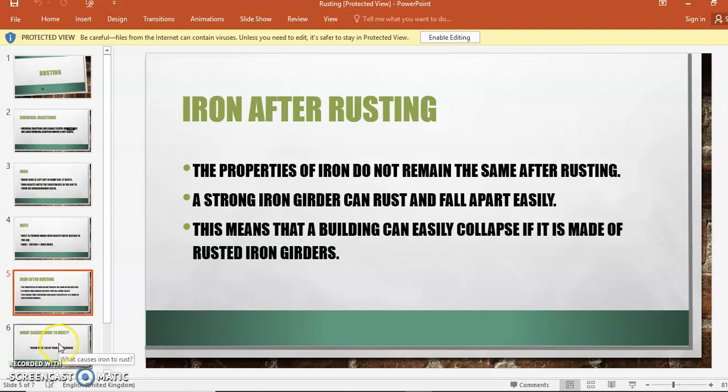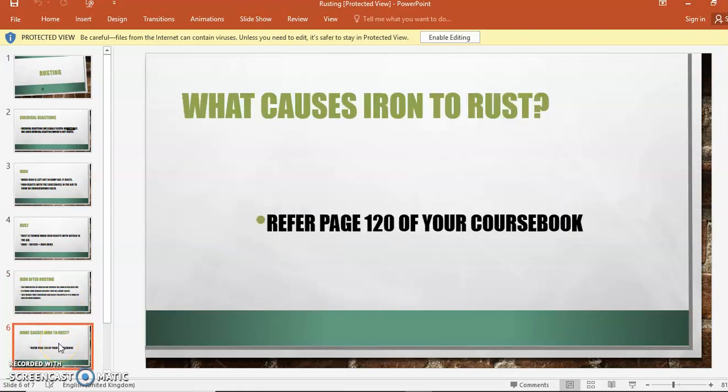Now after this, what causes iron to rust? There is one activity on page number 120 only, and you are going to see the picture as well as the description. What causes iron to rust? They have taken 4 test tubes with an iron nail inside. In the first one, there is nothing in the test tube, only an iron nail.